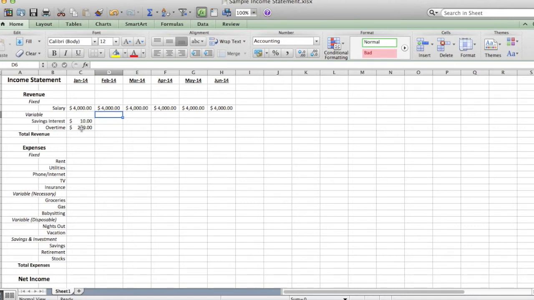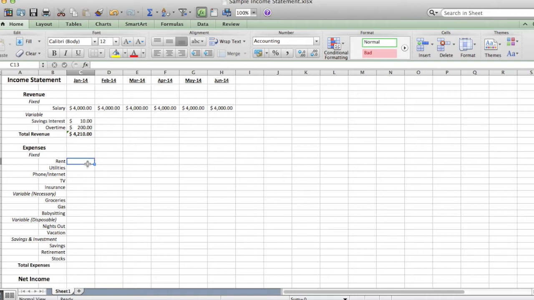Savings interest will change depending on how much money we have in the account, and overtime will change depending on how many overtime hours we work. Now we want to know how much all of this adds up. So let's say we use a quick sum formula here, add it all up. Now we have our positive number. Wonderful. That is the revenue side.